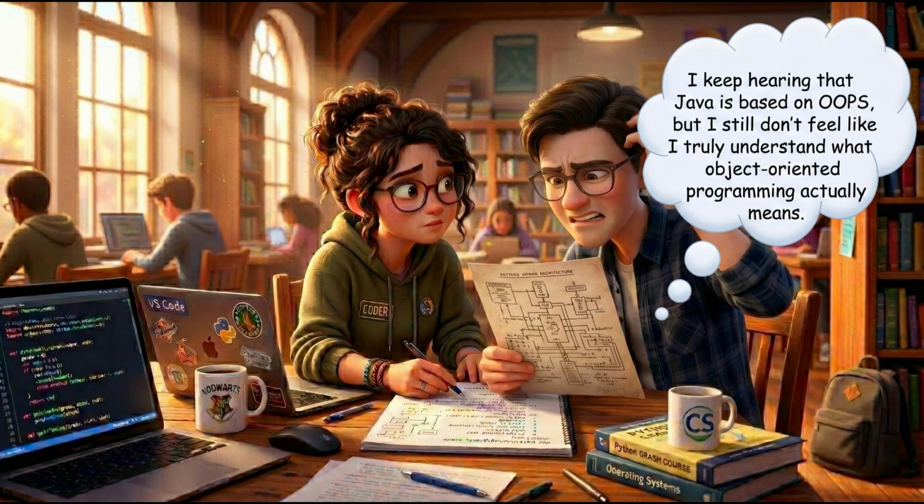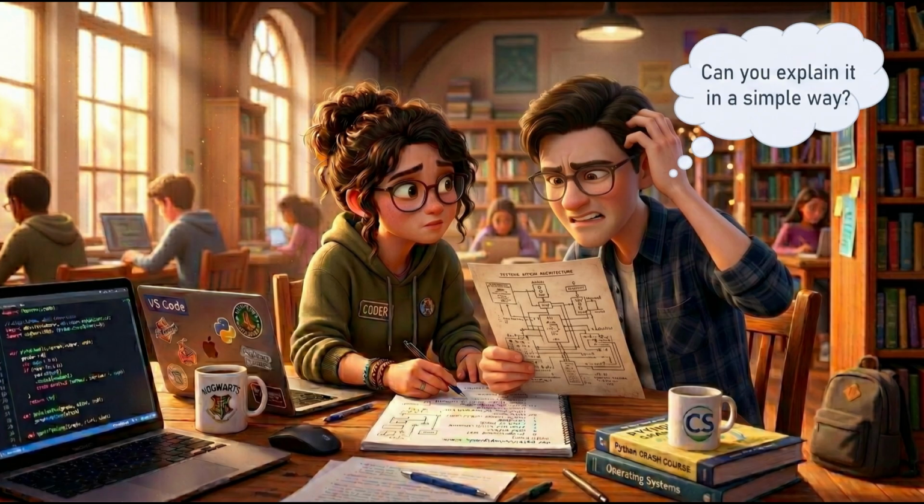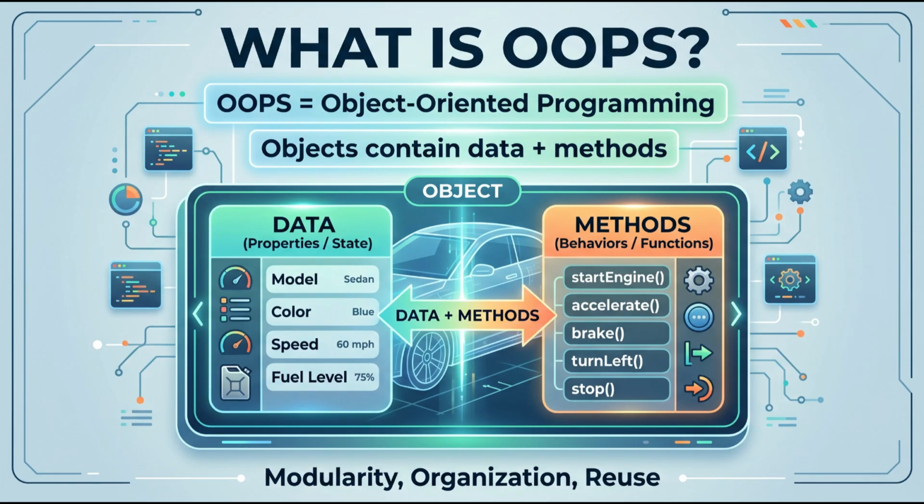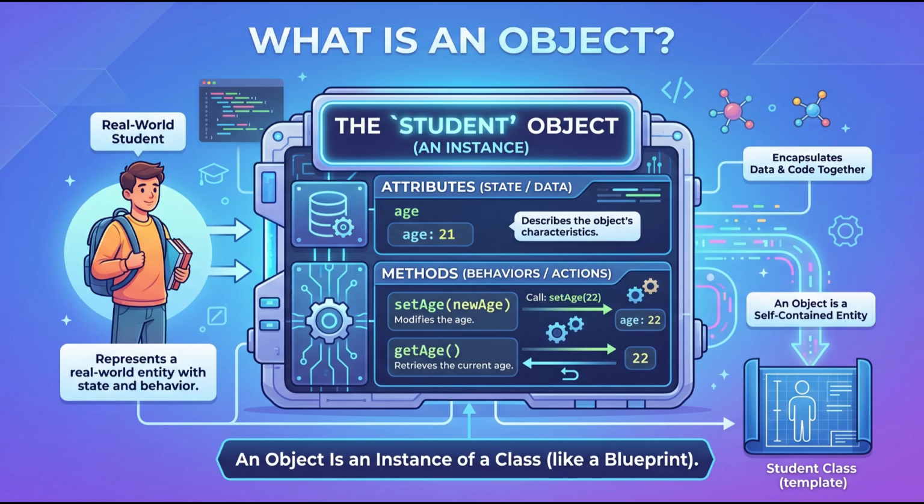I keep hearing that Java is based on OOPS, but I still don't feel like I truly understand what object-oriented programming actually means. Can you explain it in a simple way? Of course, OOPS, or object-oriented programming, is a way of designing programs around objects. And an object is something that contains both data, which we also call attributes, and behavior, which we call methods. So instead of thinking only in terms of separate variables and functions, we think in terms of real program entities that hold state and perform actions.